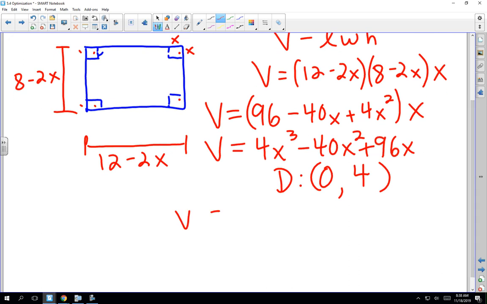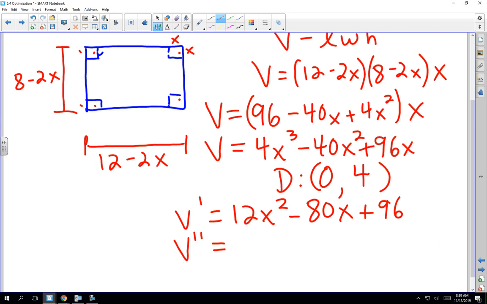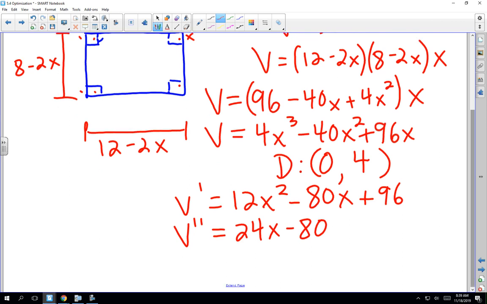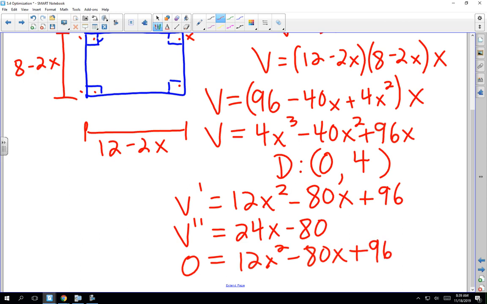So V prime equals 12x squared minus 80x plus 96. Set that equal to 0. You could even do the second derivative now. I'm going to use the second derivative test since it's a nice polynomial. So I've got 24x minus 80. But I've got 12x squared minus 80x plus 96. I'm going to set that equal to 0, and I'm going to solve.